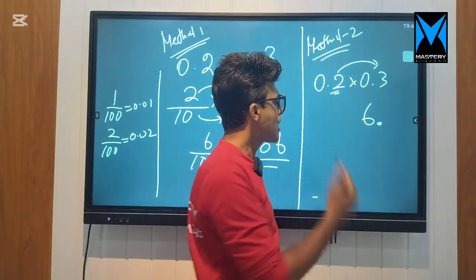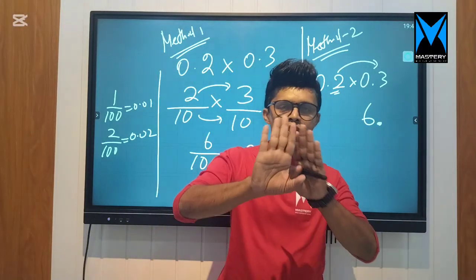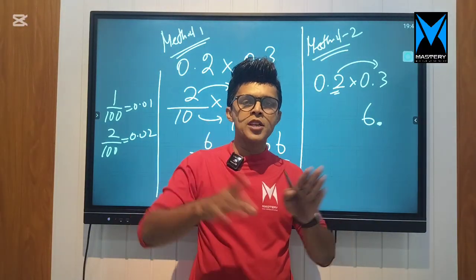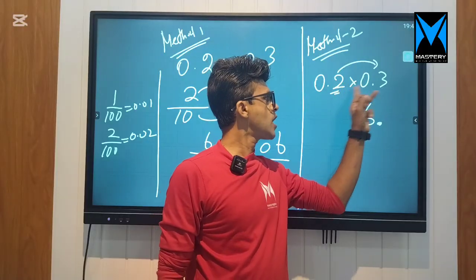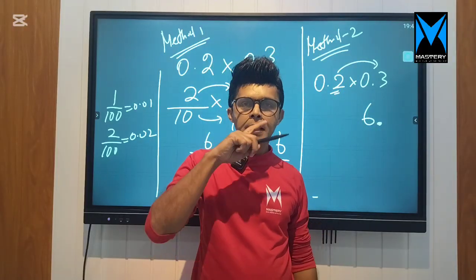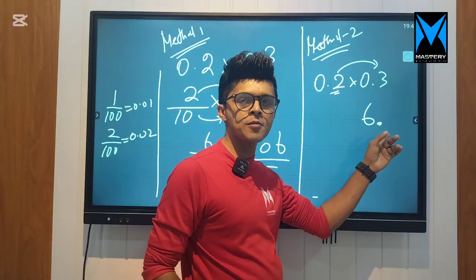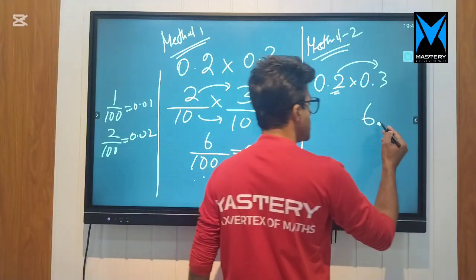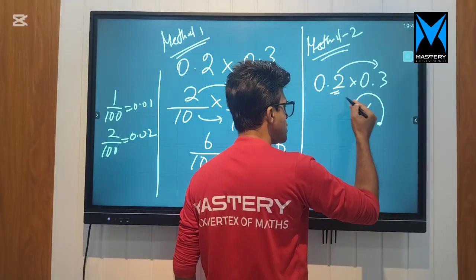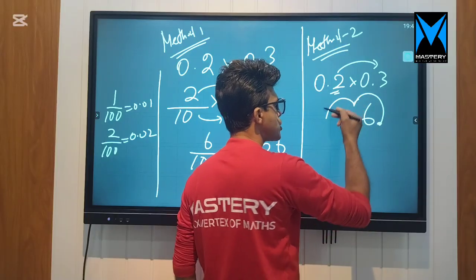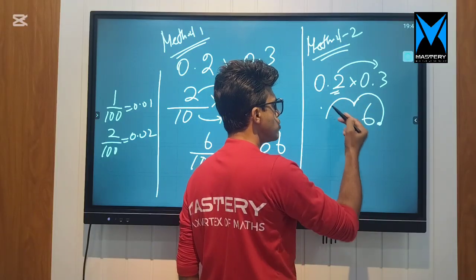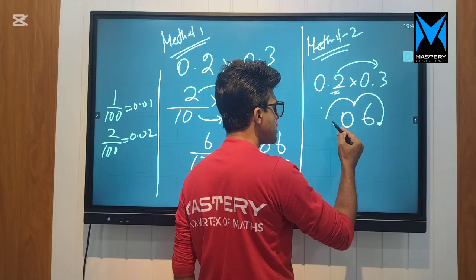Decimal point here. What happens to the decimal point? First of all, without considering decimal points, you need to multiply them. 2 times 3 is 6. After that, this decimal point goes to the left side, passing 2 digits. 1, 2. Here you need to write the point here.